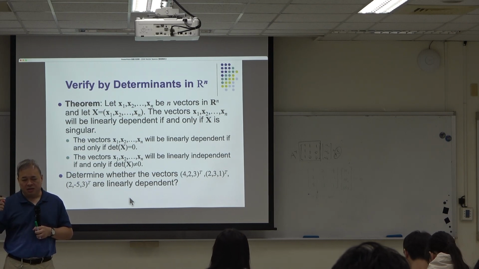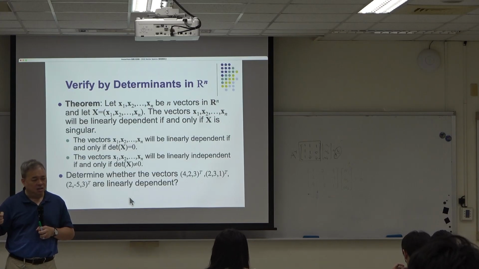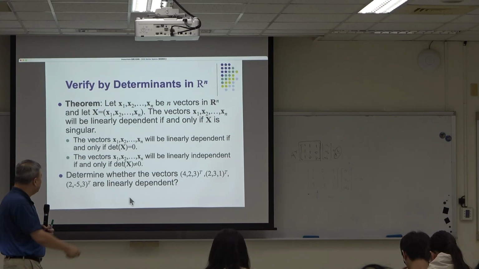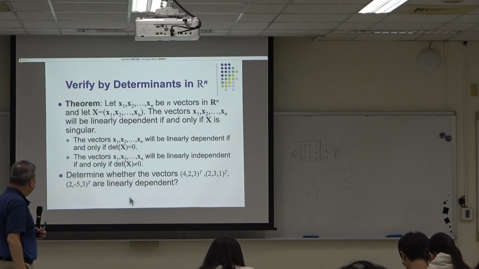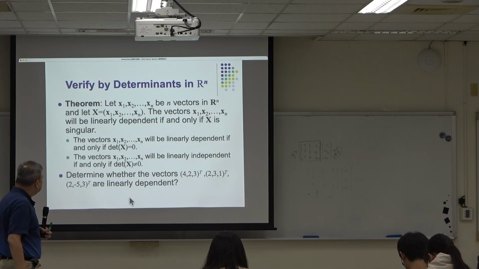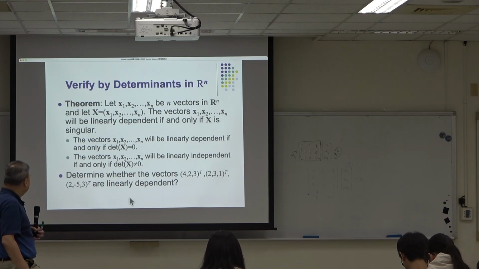Okay. So in other words, if you write it like what we did earlier, this capital X, which is represented by the column vectors x1, x2, xn, is a square matrix. The vectors x1, x2, xn will be linearly dependent if and only if X is singular, or its determinant is zero.